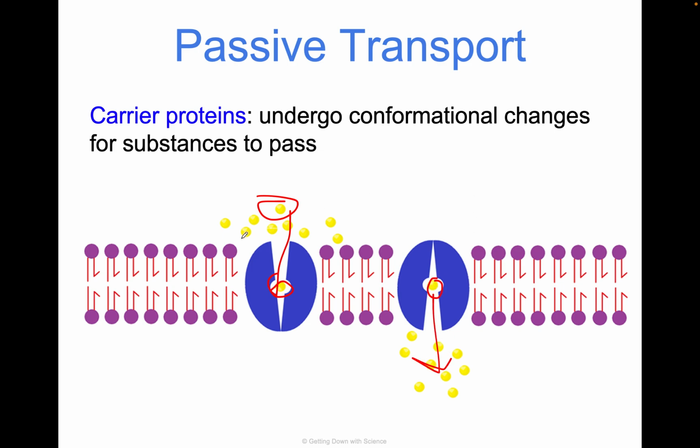It is still passive transport. There's no ATP that's being used. This is a conformational change. It's like a key in a lock, you know? You don't have to have energy or electricity to put your key in your lock. Carrier proteins, they carry.